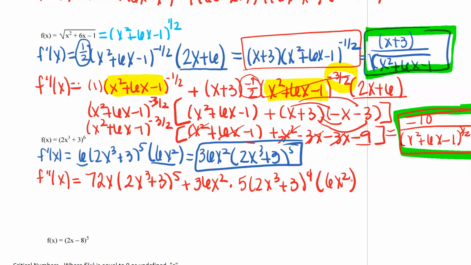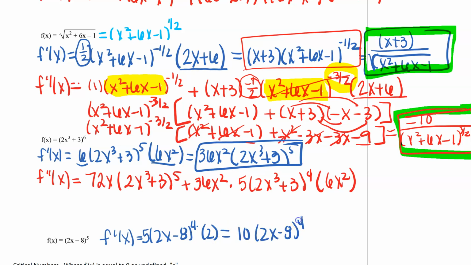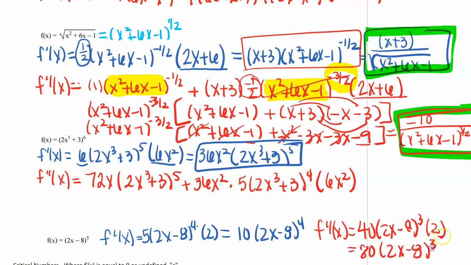And then this last one, we would say f prime of x is equal to 2x minus 8. You would bring the 5 out front, subtract 1 from it, times the derivative of the inside, leaving me with 10 times 2x minus 8 to the 4th. And then our second derivative would be, bring down that 4, so 40, 2x minus 8 to the 3rd, times the derivative of the inside, which is 2. And so cleaning up, we get 80 times 2x minus 8 to the 3rd.